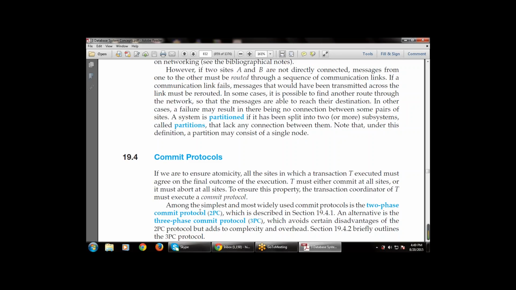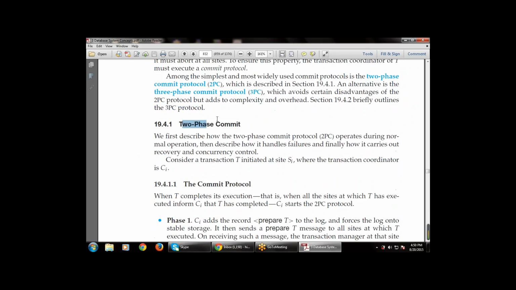But the disadvantage is that it adds complexity, and the overhead and cost also increase in the three-phase commit protocol as compared to the two-phase commit protocol. First is the two-phase commit protocol, which operates during normal operation.